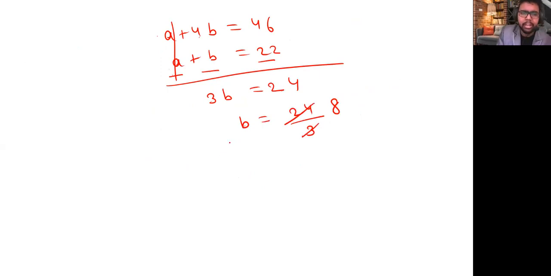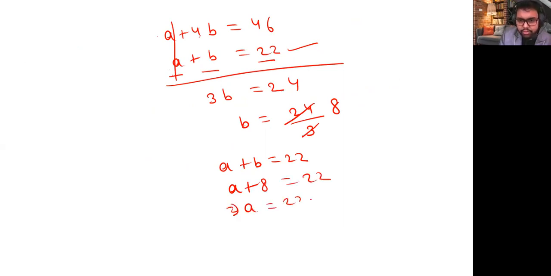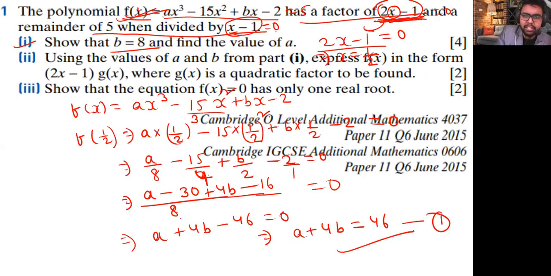Now, find the value of a. So put in any of the equations. This is a bit shorter equation, so I'm putting here a plus b is equal to 22. Okay. And I want to find a. So b is 8, so I would be writing a plus 8 is equal to 22. So a would be equal to 22 minus 8. That would be a is equal to 14. Now I found the value of a and I found the value of b. So my a is equal to 14 and I showed that b is equal to 8.